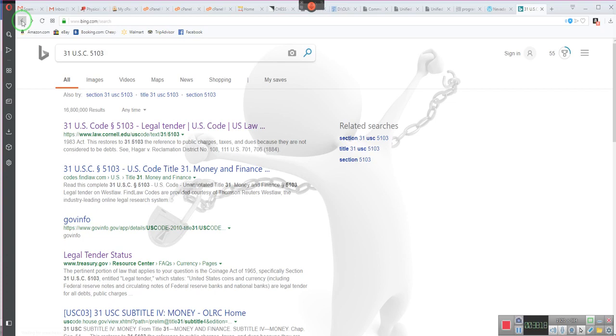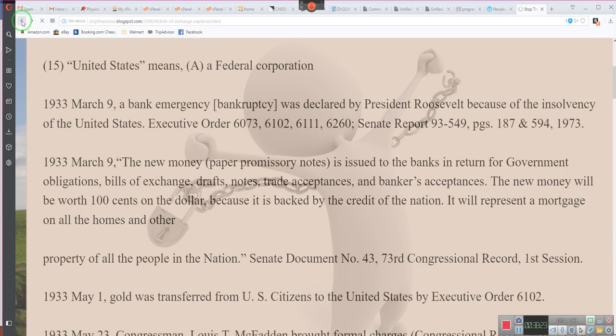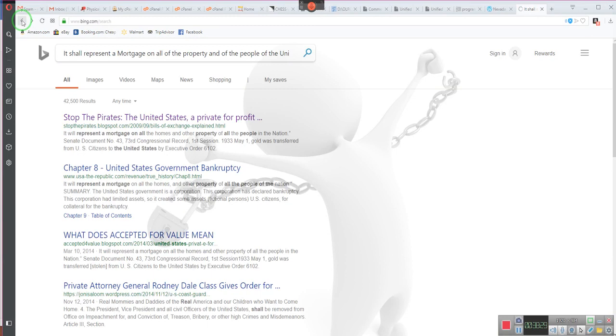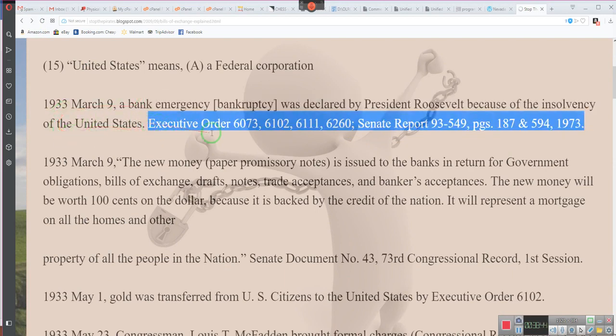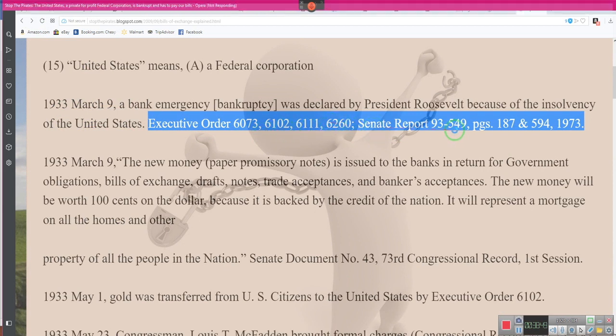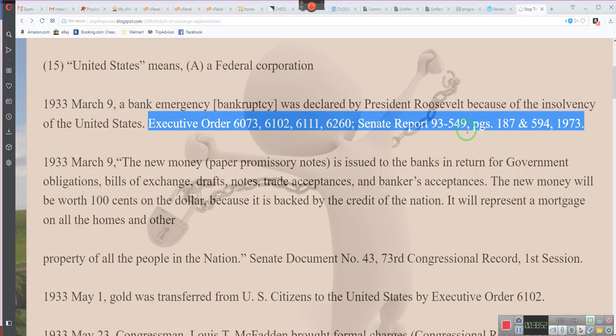We're going to try to end this shortly, people. I just had one more thing that I said I was going to show you. And it is necessary for you to understand all of these points because these points are necessary. So give me 1 second. And ladies and gentlemen, I would go here and I would become familiar with this section right here. I would pull up each executive order, 6073, 6102, 6111, and 6260. And the report, we've already shown you the report, okay? But I would pull up each one of these and I would look for the information specifically.